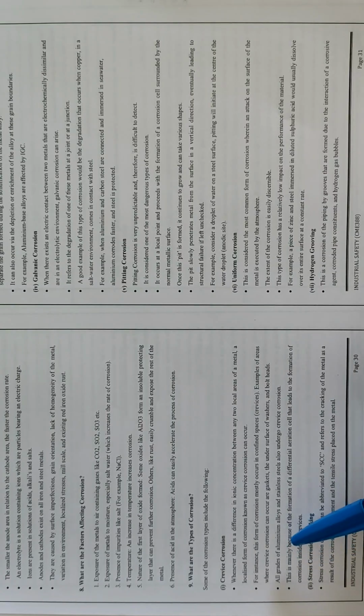All grades of aluminum alloys and stainless steels also undergo crevice corrosion. This is mainly because of the formation of a differential aeration cell that leads to the formation of corrosion inside the crevices. Stress corrosion cracking, abbreviated to SCC, refers to the cracking of the metal as a result of the corrosive environment and the tensile stress placed on the metal.